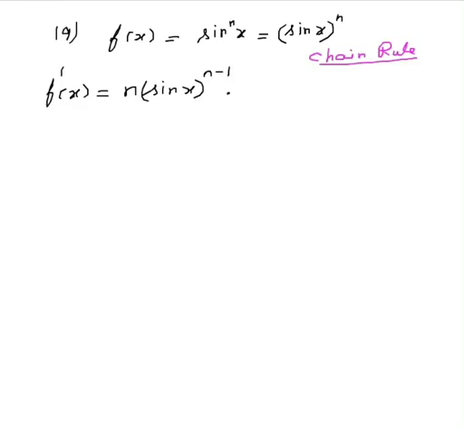Then the base has to be differentiated with respect to x. So the differential of sin x with respect to x is cos x. And this can be written as n times sin raised to n minus 1 x. In trigonometry, we write the power in between the trigonometric ratio and the angle, times cos x.